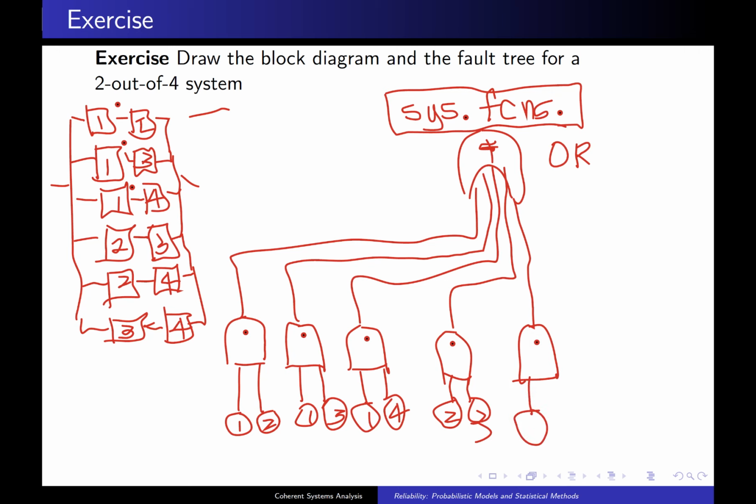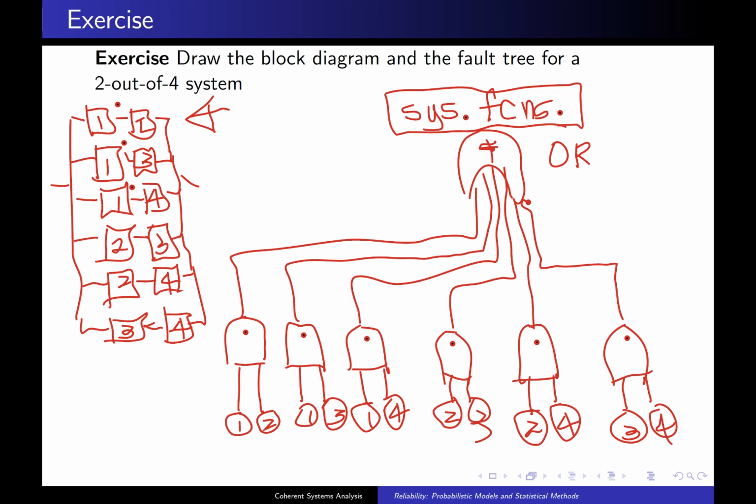This will be components 2 and 4. And finally, the last piece will be another AND block, and you'll see components 3 and 4. So you can see the fault tree uses repeated components in the same fashion that they're used in the reliability block diagram up here. So that is the block diagram and the fault tree for a 2 out of 4 system.